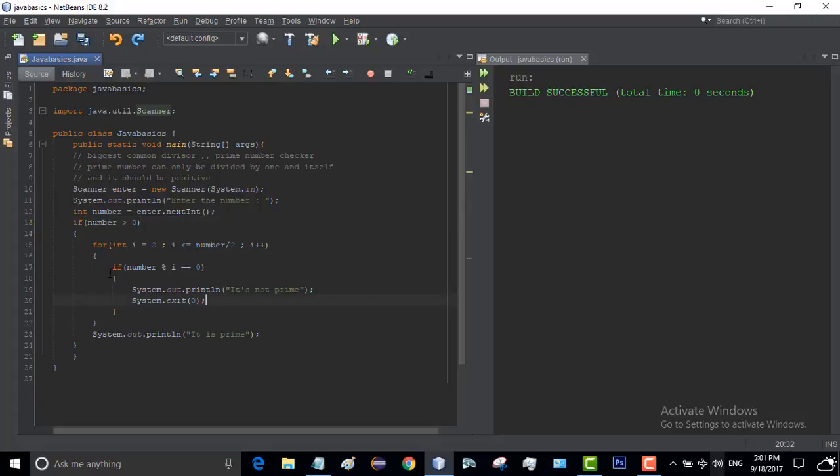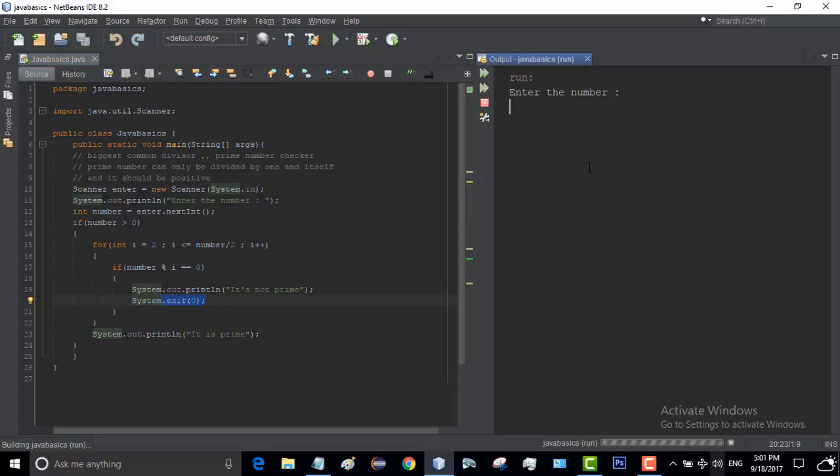Here, if it is found that the number we entered can be divided by any of the numbers that we check, then it will say it's not prime and the program will be finished. And this is the command used to finish the program completely. Why haven't we used break? We will see when we run such a code.